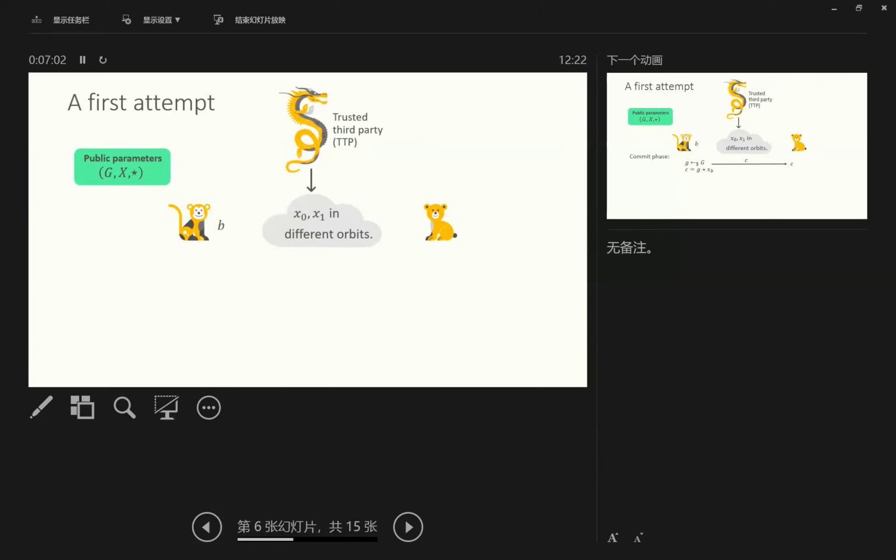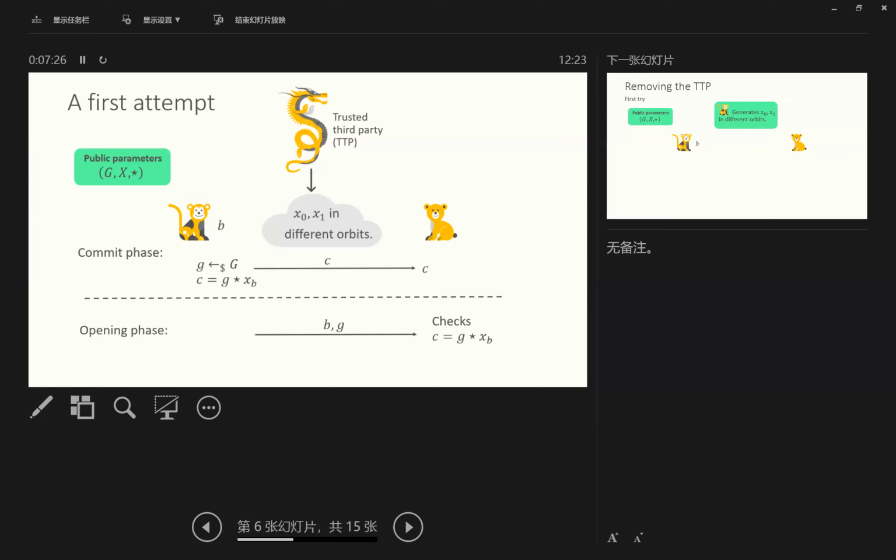Okay, our first attempt involves a trusted party. We have public parameters given by a group action, and the trusted party gives two elements, X0 and X1, in different orbits. The commit is as before. We pick a random G from the group and commit, computing G star XB. The opening, as usual, is giving B and G to the receiver, such that it checks that it's C. Okay, this commitment actually works, but it relies on a trusted party, and we just want to eliminate this.